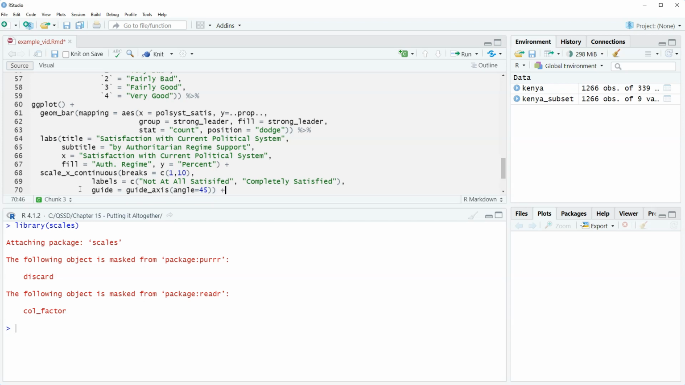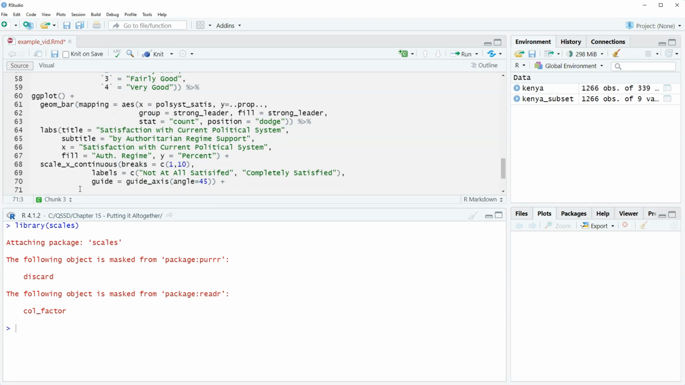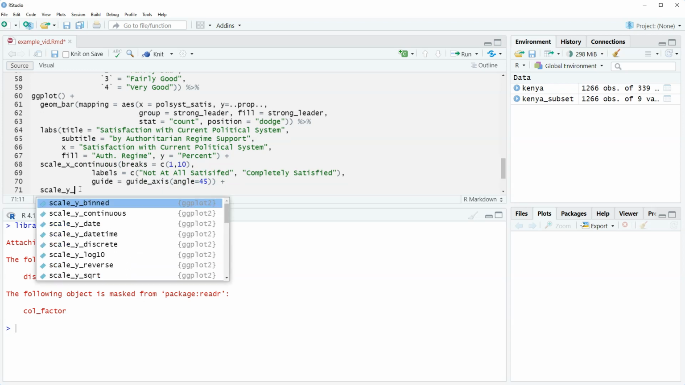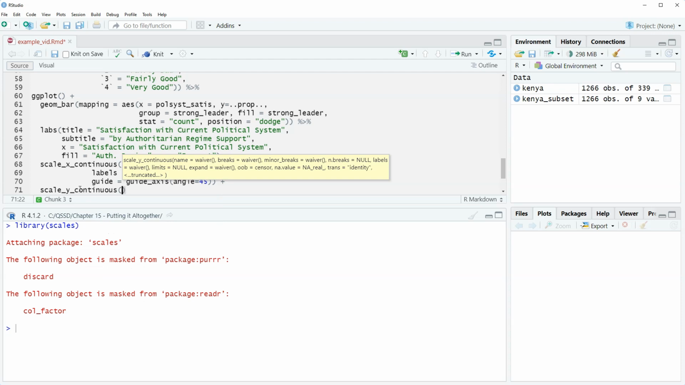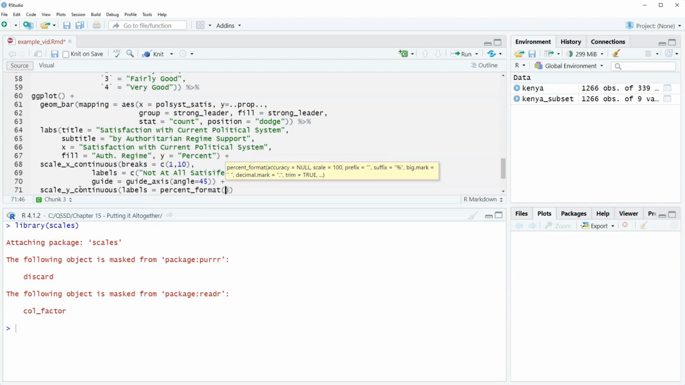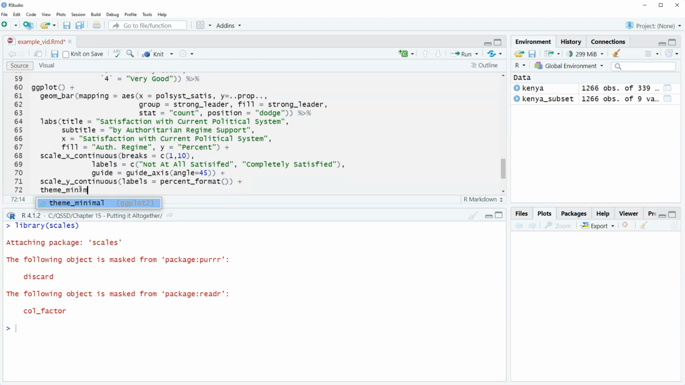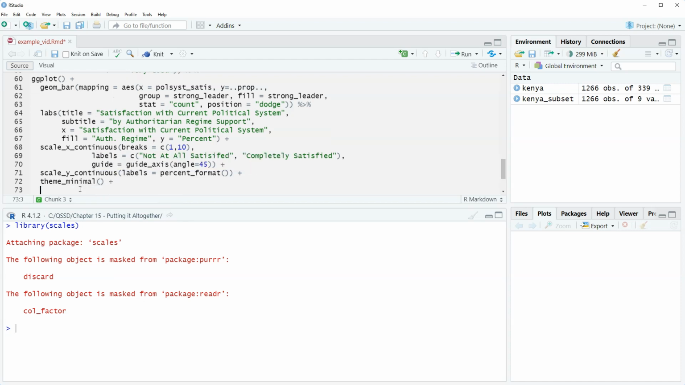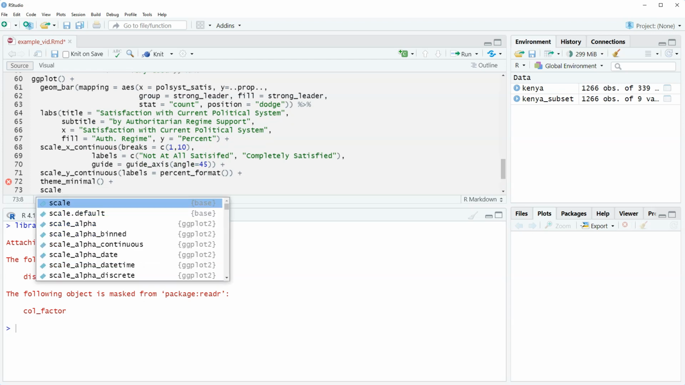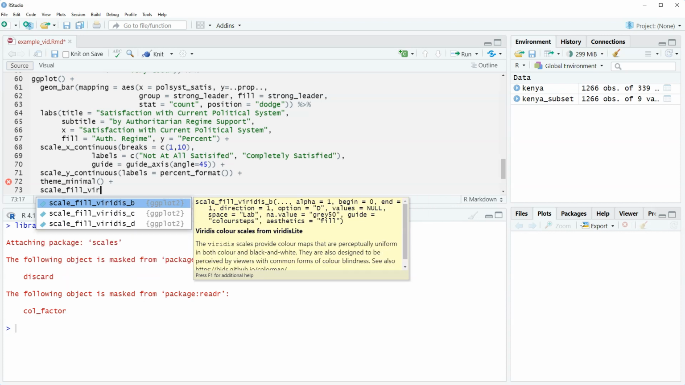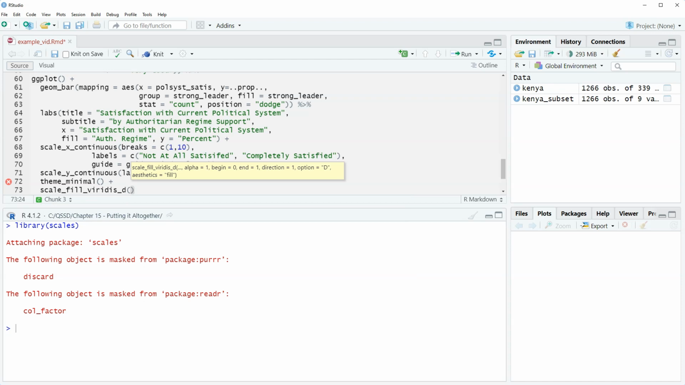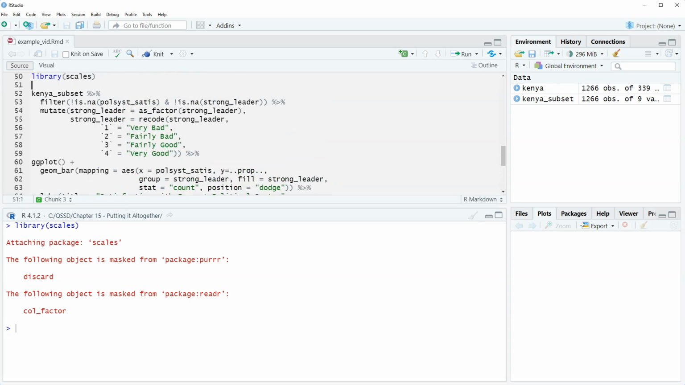Okay, closed out from the scale_x_continuous, I'm going to do scale_y_continuous, and this is labels equals percent_format, and then plus theme_minimal. All right, just so it comes through kind of nice. And then the last thing we will do is scale_fill_viridis_d. So that, as I mentioned before, is kind of like a color palette. Okay, so there's a whole bunch of stuff here.